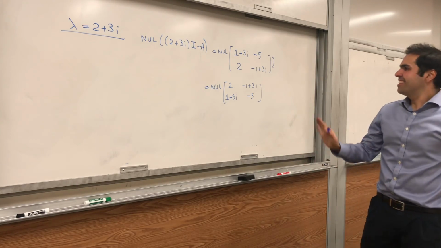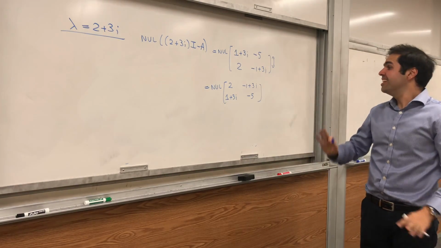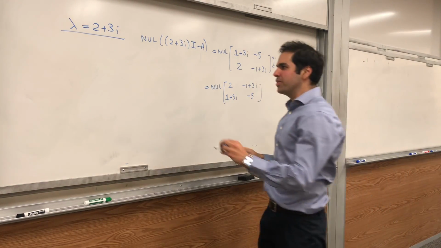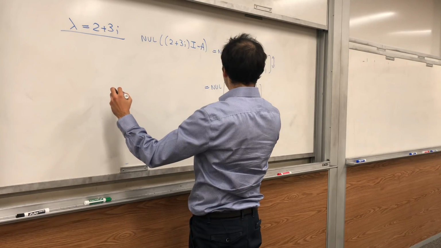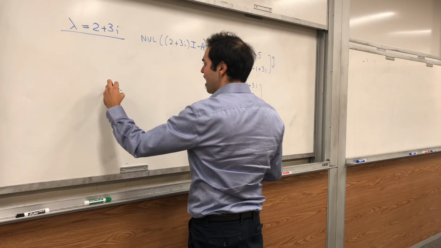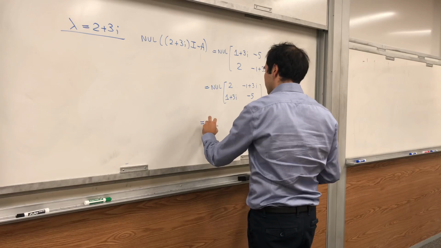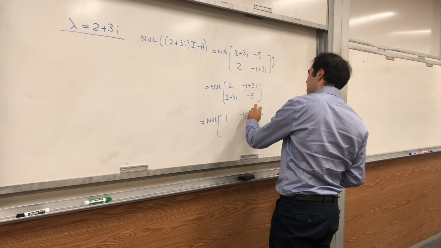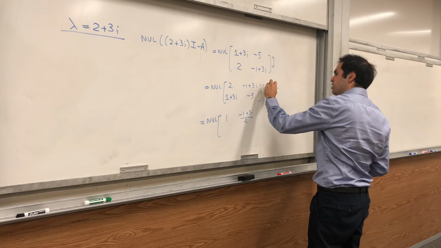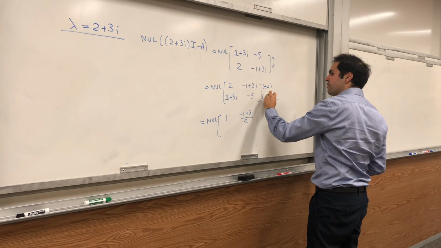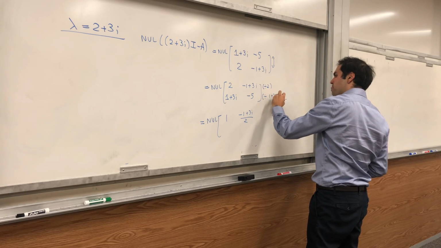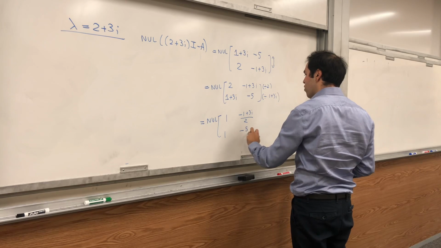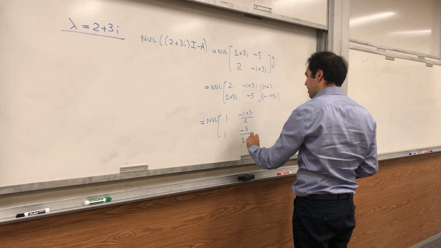Okay, and there are two ways of doing this. You could divide by 1 plus 3i. Let me show you the slow way. The slow way is to divide the second row by 1 plus 3i, and you get the null space of the matrix with rows 1, minus 1 plus 3i over 2, where you divide by 2, and 1, and then minus 5 over 1 plus 3i, where you divide by 1 plus 3i.